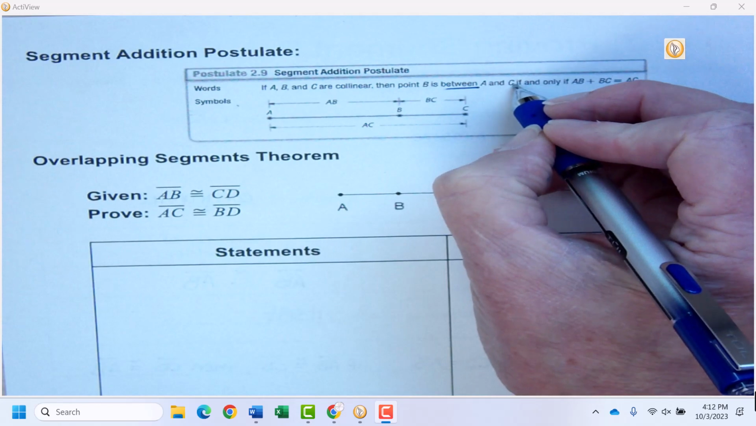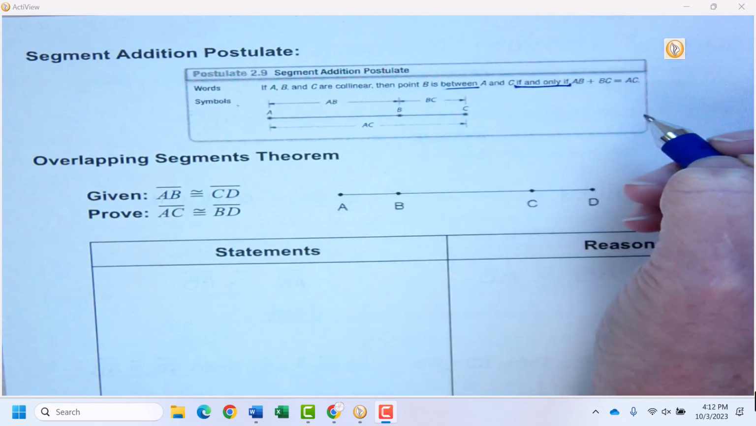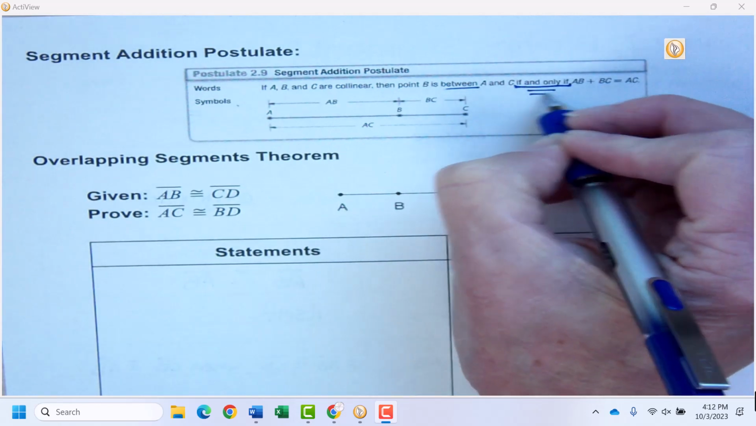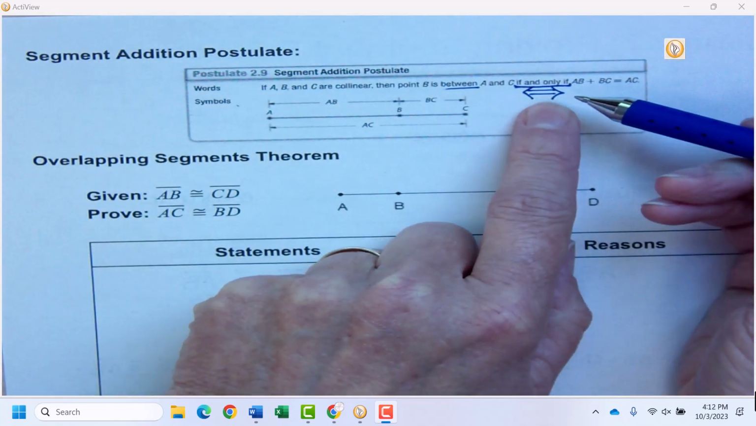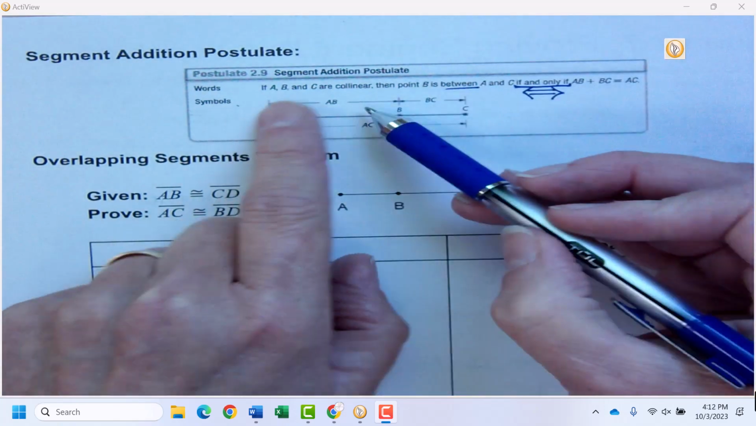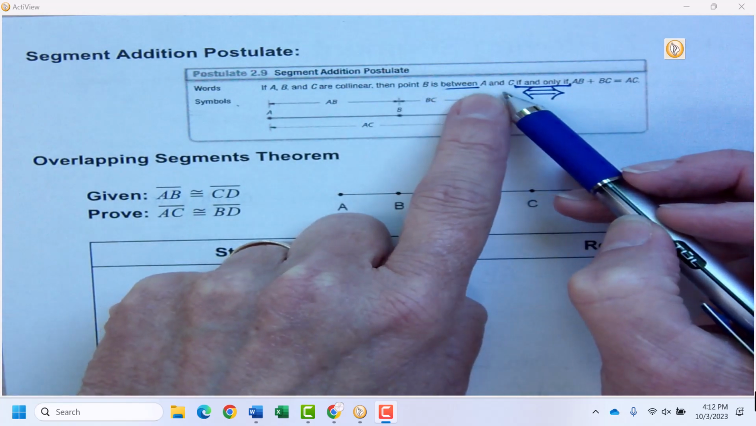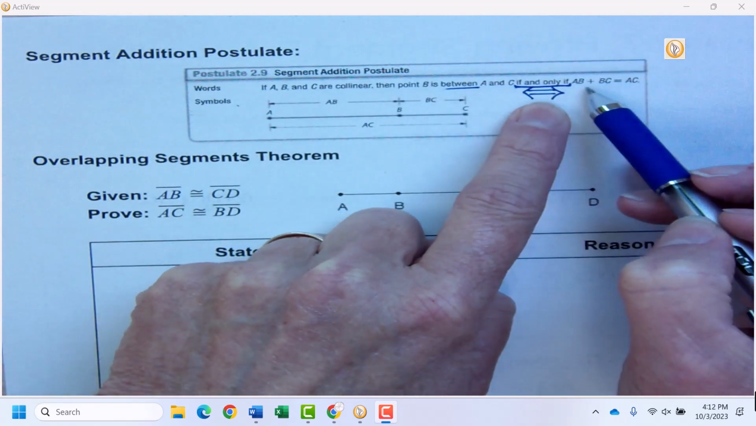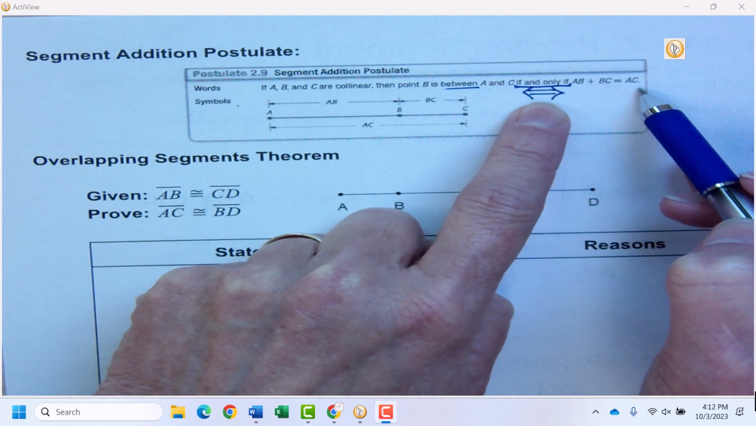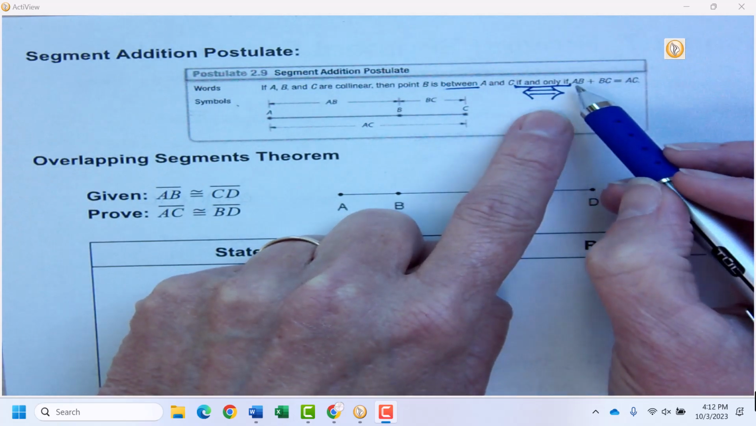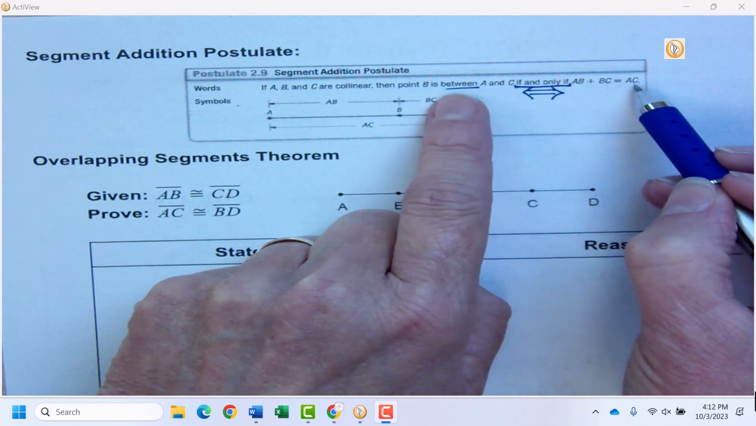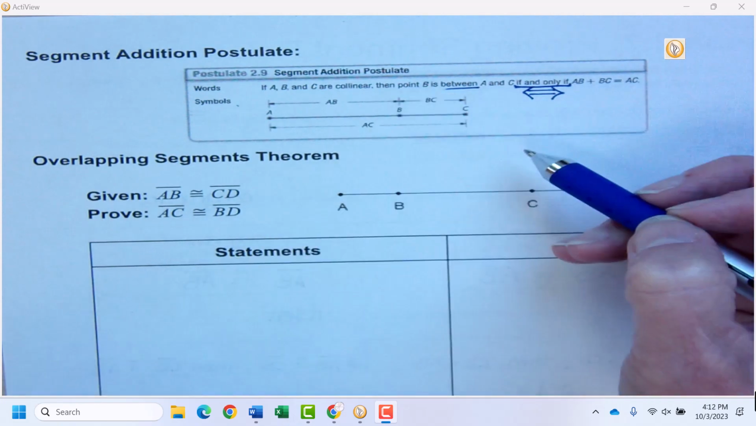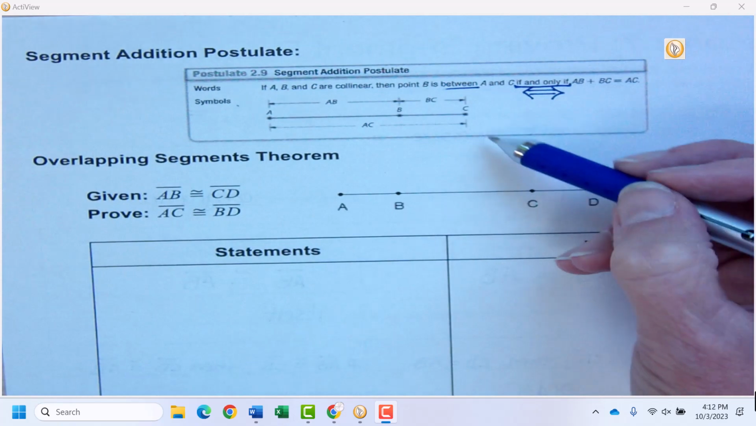I want to take a look at this if and only if wording. There's a symbol for that. And it means this statement is going to go both ways. If these are collinear, then B is between A and C, if and only if that equation is true. And it goes the other way as well. If that measure plus that measure equals the whole segment, then I can say that point B is between A and C, and that A, B, and C are collinear.